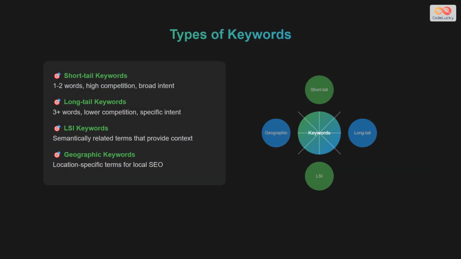There are different types of keywords. Short-tail keywords are 1 to 2 words. They have high competition and a broad intent. Long-tail keywords are 3 or more words, have lower competition and a specific intent. LSI keywords are semantically related terms that provide context. Geographic keywords are location-specific terms for local search engine optimization.